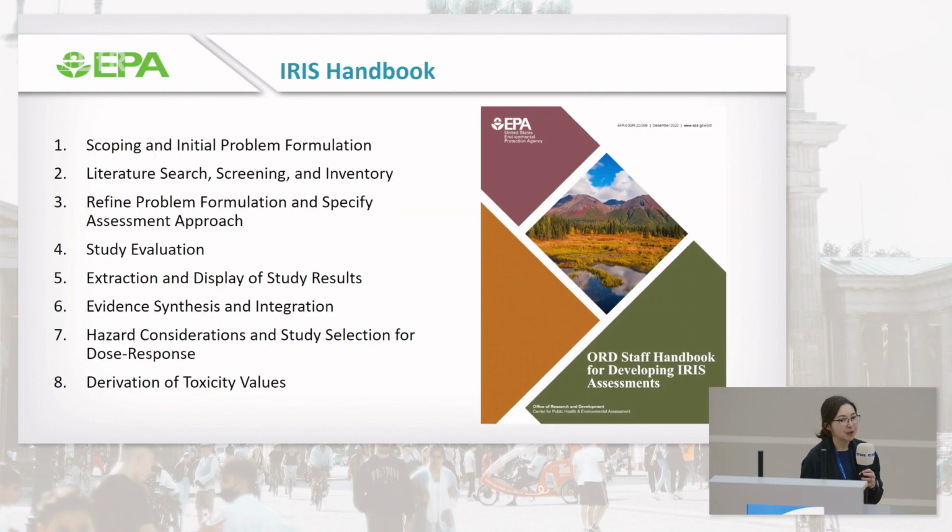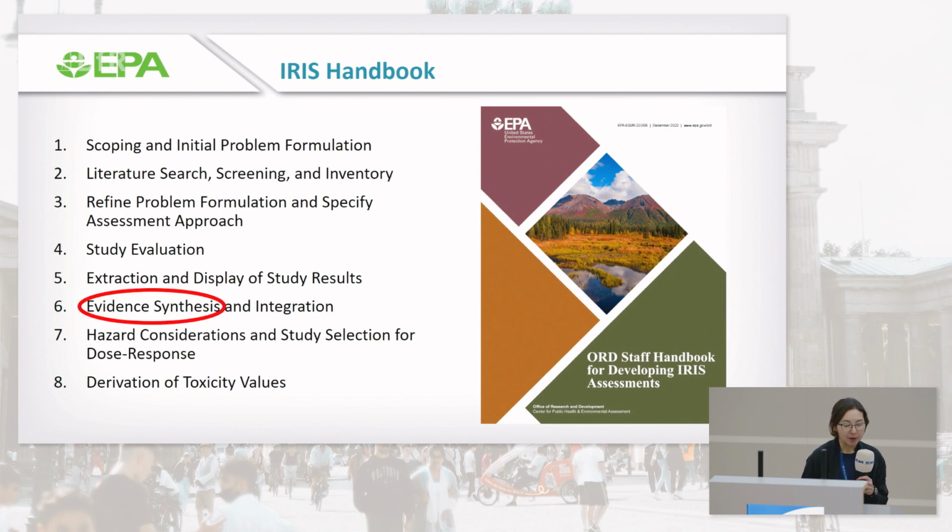The screenshot here shows the front page of the ORD staff handbook for developing IRIS assessments. And this is exactly what it sounds like. We call it the IRIS handbook. And this describes the process that we use for developing assessment products, all the way from scoping and problem formulation. Chapter number 4 talks about study evaluation, how we conduct our risk of bias and sensitivity evaluations for animal studies and for human studies. Going all the way to step 6, which is evidence synthesis and integration, and closing with derivation of toxicity values. This handbook document is available online at the IRIS website, so epa.gov/IRIS if you wanted to look at this for more detail.